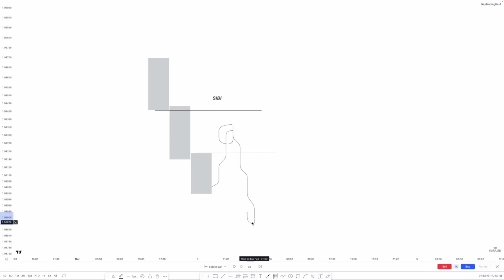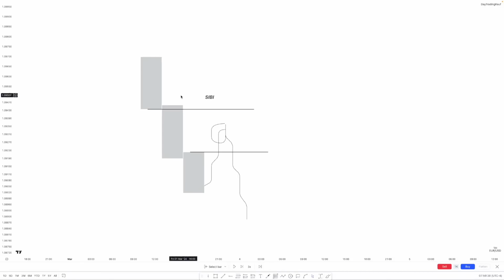So these markets are efficient, believe it or not. They do offer equal buying and selling. And a SIBI is one of the best PD arrays that ICT has spoken about. So this is characterized as a bearish fair value gap. So let's go over a BISI.